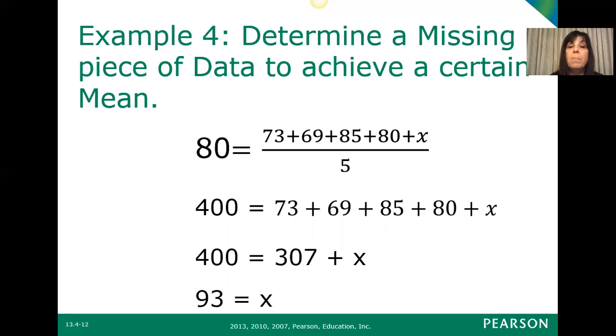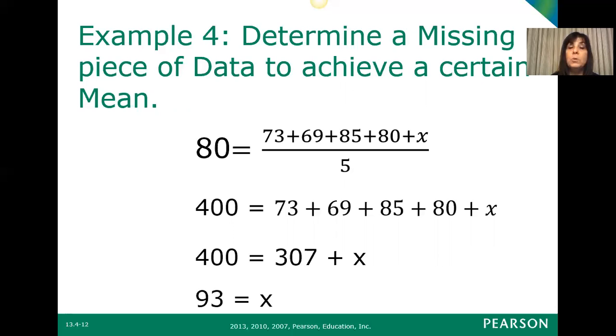Now, the first equation looks a little bit complicated, but if I simply multiply both of those sides by 5, I will remove the fraction from the right side. So if I multiply 5 times the 80, I will get the 400. And then if I multiply 5 times the fraction, it will take the 5 out of the denominator. So my second line looks a lot better. I now have 400 equals the sum of those 4 numbers plus X.